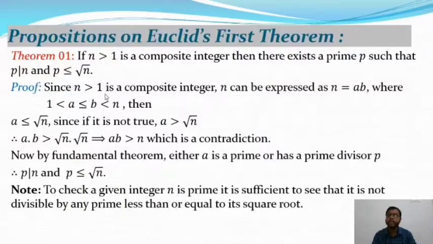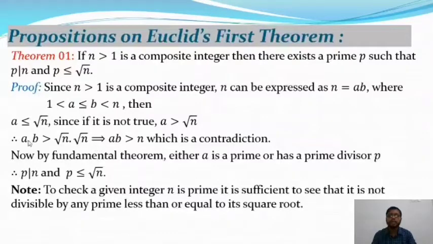Since n is greater than 1 and a composite integer, you know that any composite number can be expressed as n equal to a times b, where a and b are numbers lying in the interval 1 to n, and a is less than or equal to b. So 1 is less than a, less than or equal to b, less than n. Let us consider a less than or equal to root of n, and if it is not true, then a is greater than root of n.